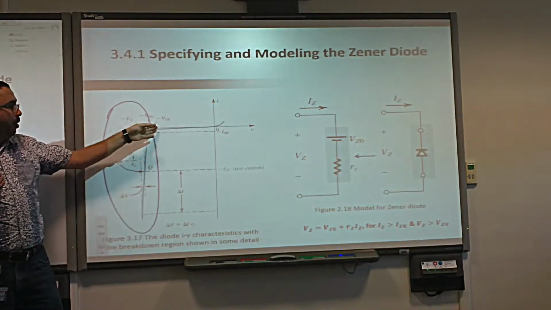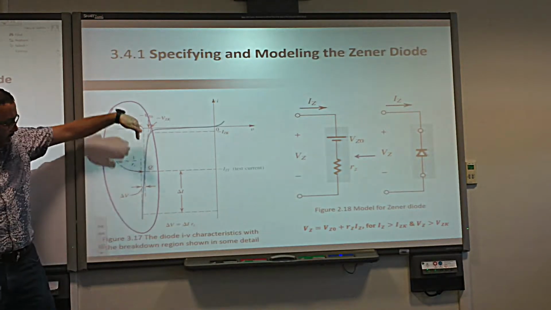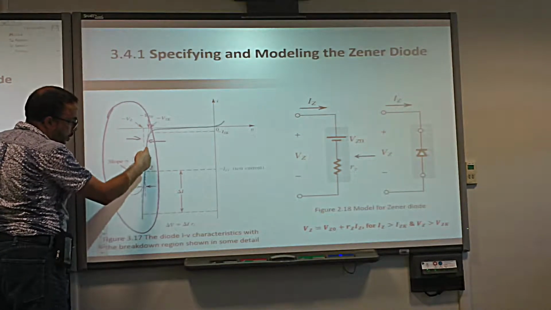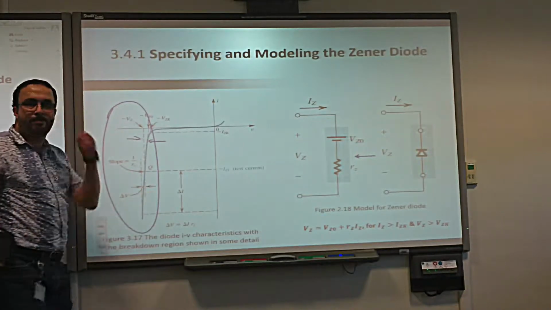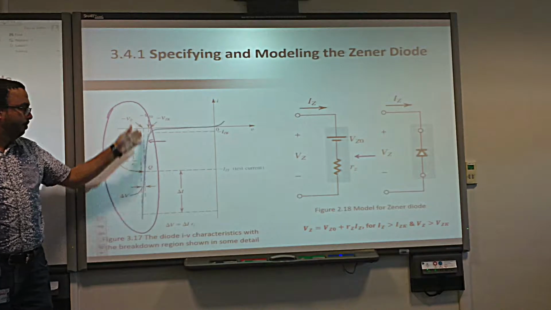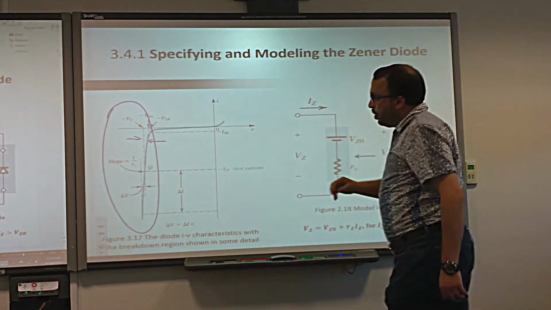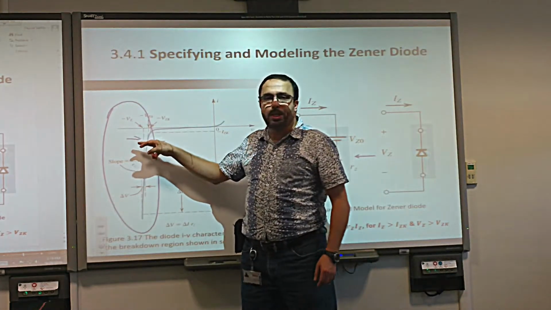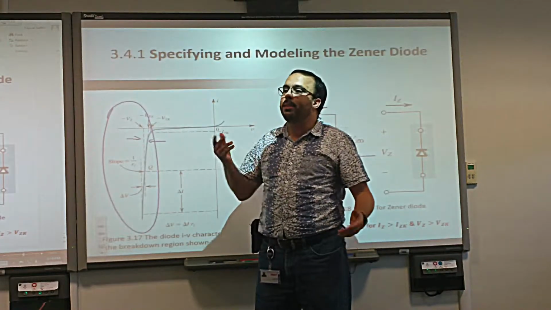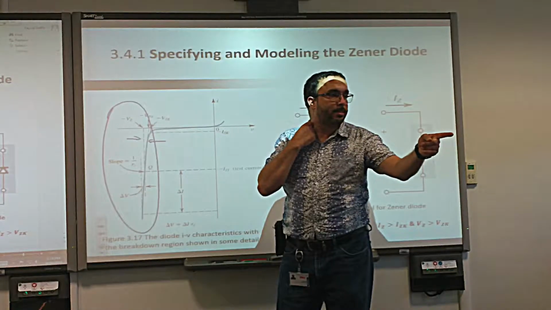So after VZK or minus VZK, now the current will increase very, very fast. But the voltage again does not change too much. So it's almost vertical. The Zener diode is a perfect vertical line here. Why? I will explain that in a second. Because the voltage does not change too much, I can replace my diode in this case by what? By a battery. Very good. Why by a battery? Because it's constant.